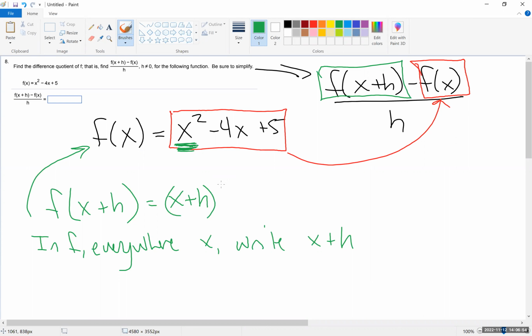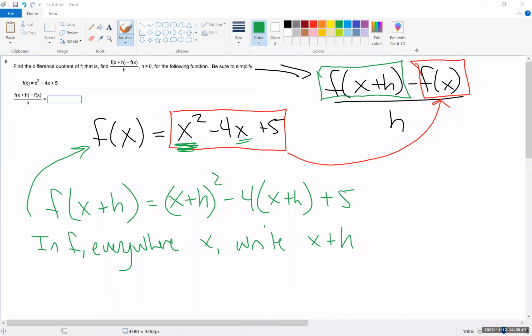And that x was squared, so x plus h is squared. And that is going to be minus 4, and then we see an x, so we write x plus h. And then we're going to have plus 5. All right, and actually, I'm going to go ahead and pause here.